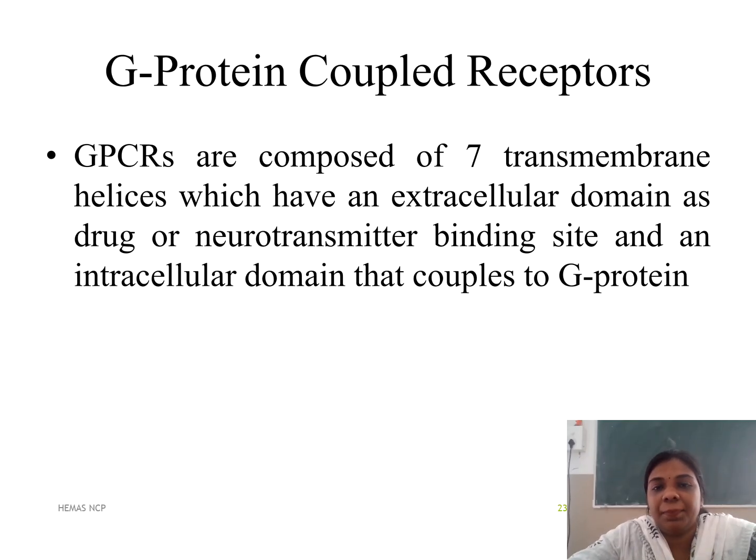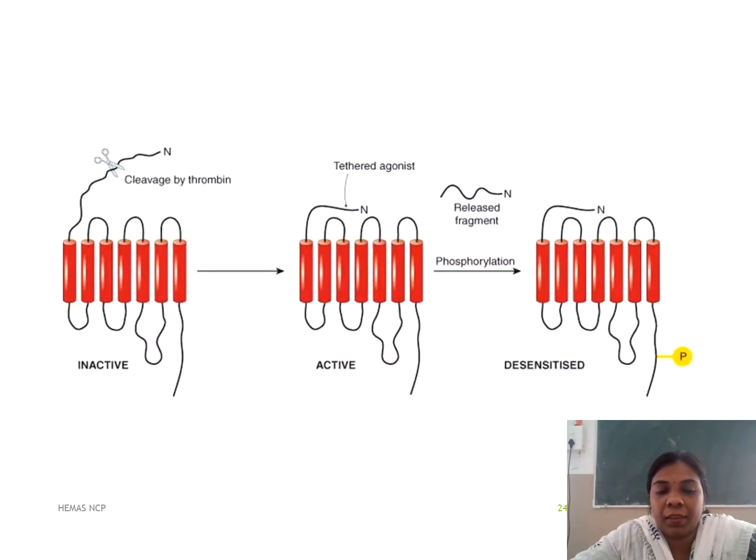Next, G protein coupled receptors. These are composed of a seven transmembrane helix structure, with an extracellular domain as well as an intracellular domain. The extracellular domain is the binding site for a drug or neurotransmitter, and the intracellular domain couples to a G protein. It is a protein molecule. So this is an image of cleavage by thrombin. It is in an inactive state, and when it is cleaved by thrombin, it leads to an active state, and the fragment is released, mainly undergoing phosphorylation, and then desensitization.